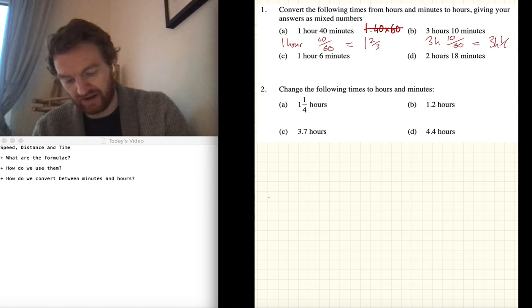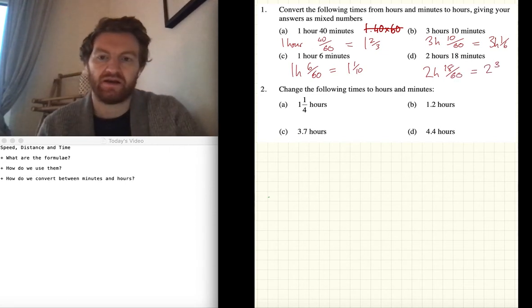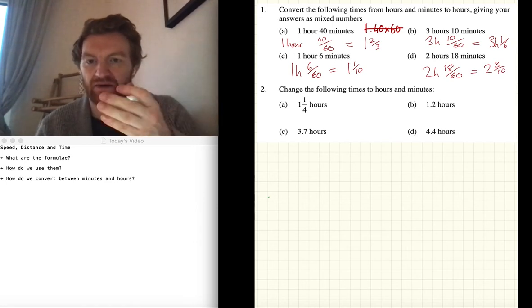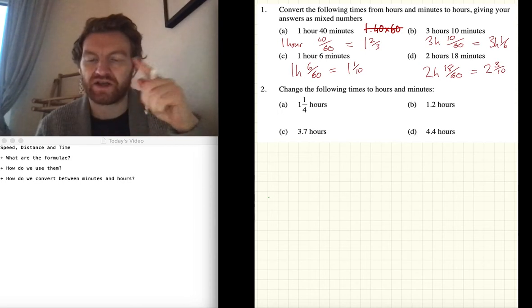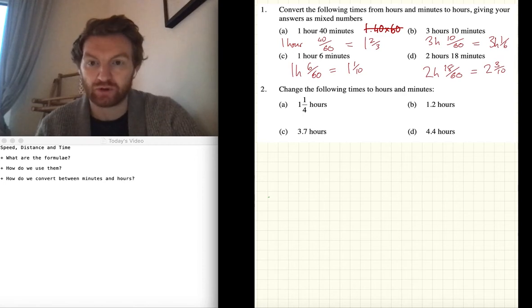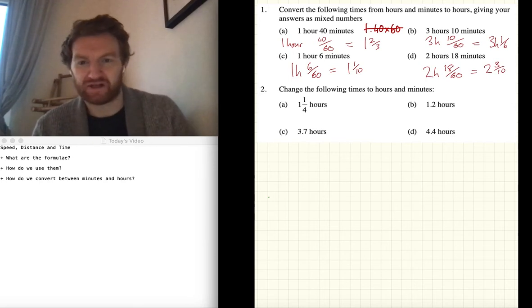Again, you've got 1 hour and 6 minutes out of 60, make your fraction. And 2 hours and 18 minutes out of 60, which is 2 3/10. So basically you're making fractions out of 60 minutes, because it's 60 minutes in an hour, and that's how you do this. We can reverse engineer this for when it's the other way around, where they give you maybe a decimal or a fraction. Again, avoid the temptation to just multiply by 60.